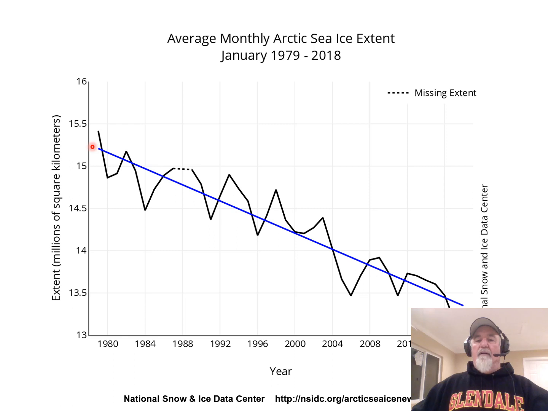This is a graph of Arctic sea ice, and that sea ice, again, diminishing over time. There could be a time where we don't have sea ice in the Arctic any longer.